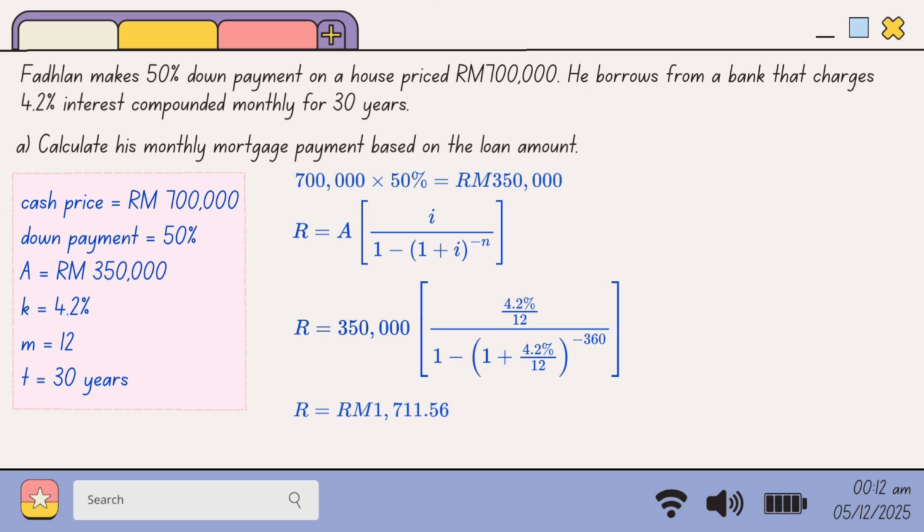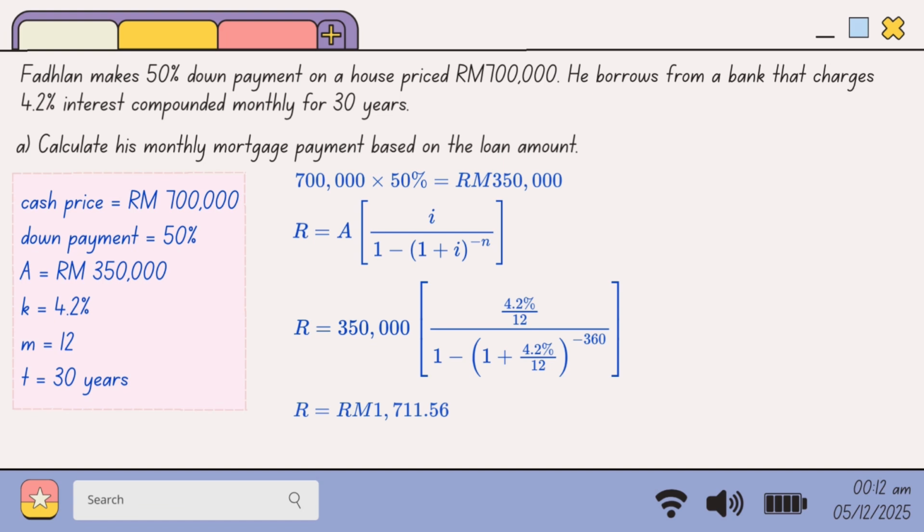So the cash price is 700,000 ringgit and the down payment is 50%. So we need to find the actual amount borrowed by Fadlan. First, we multiply 700,000 by 50%, which equals 350,000 ringgit, the actual amount borrowed by Fadlan.